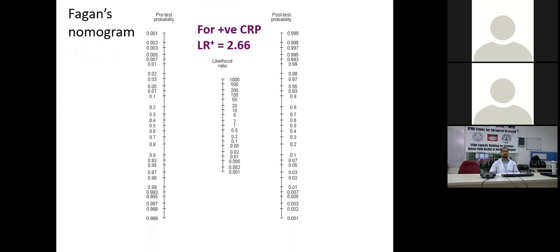Positive CRP in our population, the likelihood ratio of a positive test was 2.66. So our patient, remember, had a 40% pre-test probability of the disease. If you join 2.66 on the likelihood ratio line with 0.4, the pre-test probability line, and with a ruler, you extend the line to see where it cuts the post-test probability, that turns out to be 68%.